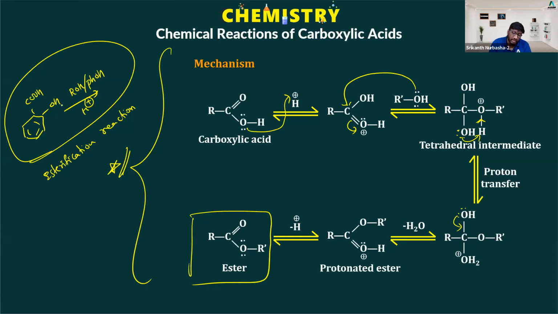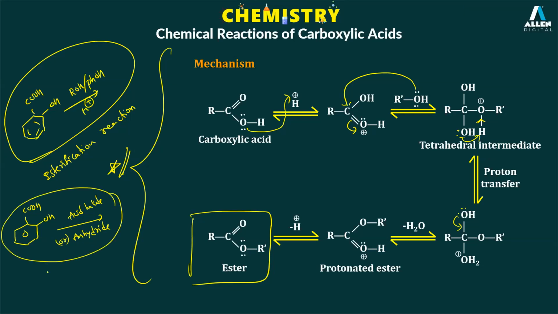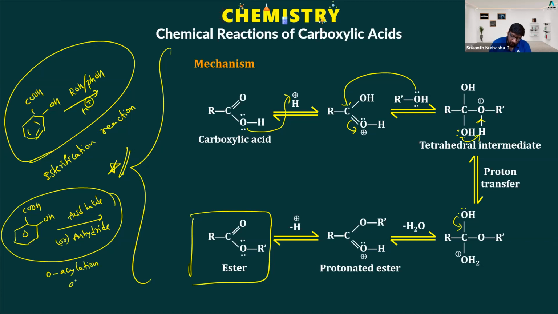But if you treat the same salicylic acid with acetyl chloride or acetic anhydride, like acid halide or anhydride, what happens? OH reacts. O acylation occurs. OH is going to be reacting, O acylation is going to happen.